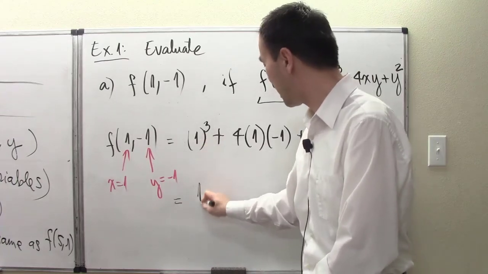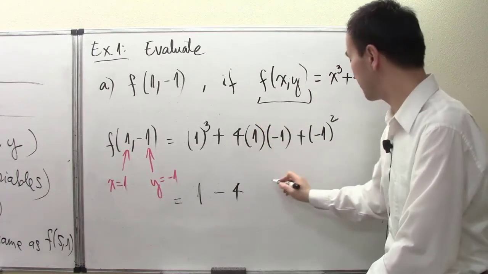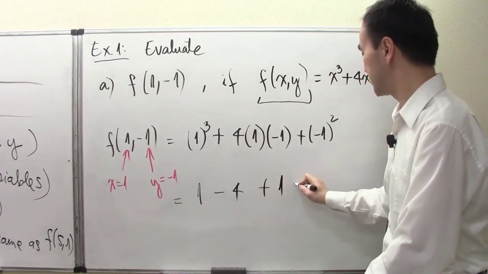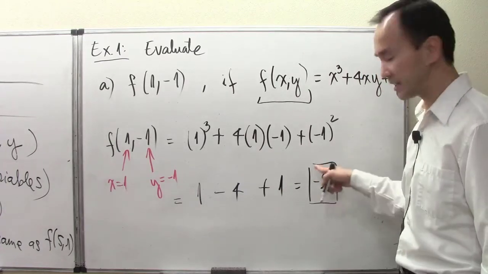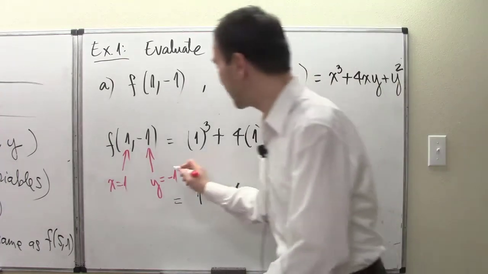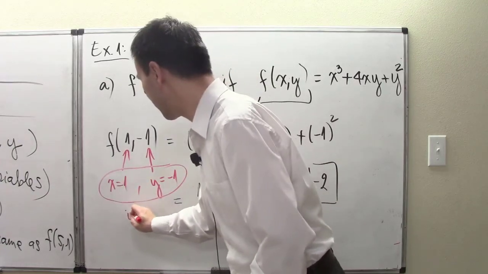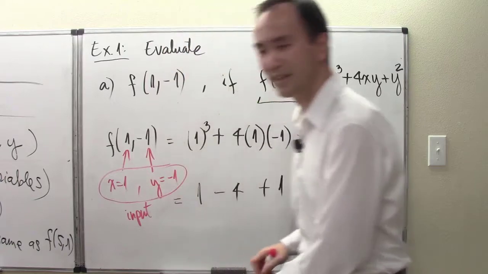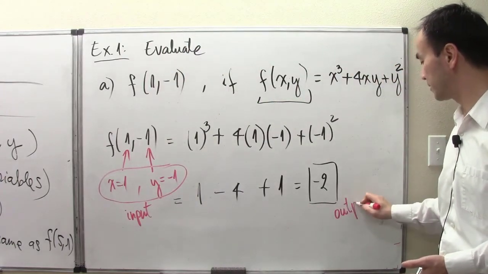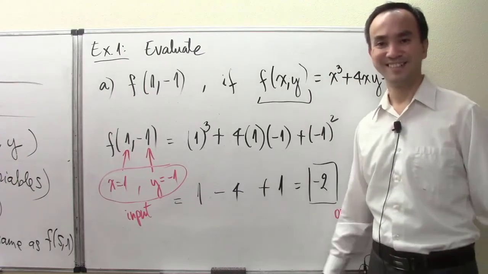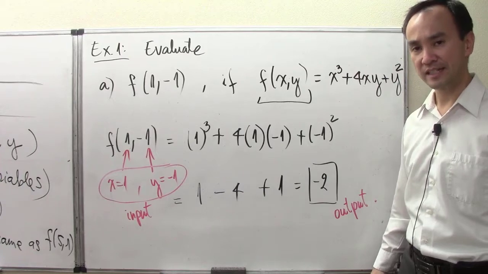That gives me a 1, minus 4, because that's the second term right here, and then plus positive 1. So in the end, my final output here is negative 2. This is the output. Together, this one pair right here is the input as one pair of values, and then this value here is the output. That's all there is. Now we are ready for part 2 of the example.